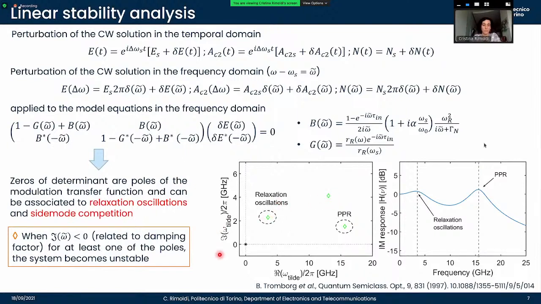Now, in our convention, the imaginary part of the zeros relates to the damping factor, and the real part relates to the frequency. As we know, the zeros of the determinant are also poles of the modulation transfer function, and this allows us to easily associate the poles with the lower damping factor with relaxation oscillations and side mode competition or photon-photon resonance, as also illustrated in this picture here for the intensity modulation response obtained dynamically. Now, when the imaginary part of one of the poles becomes negative, we color the pole in orange, and the system becomes unstable.